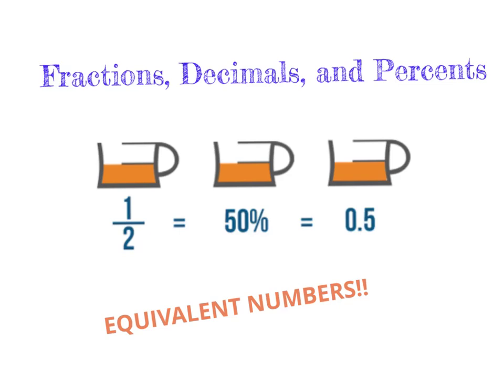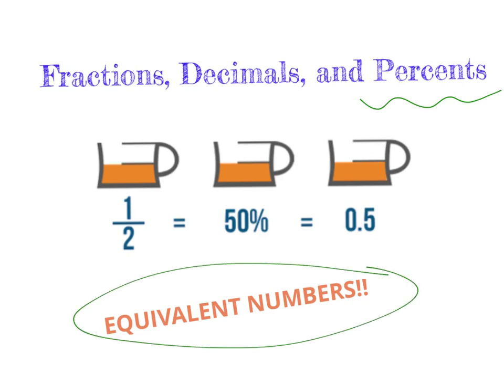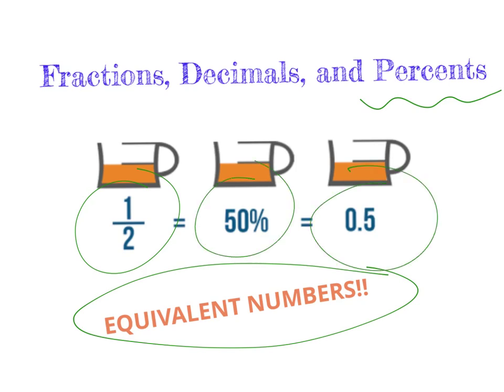Alright, today's lesson: fractions, decimals, and percents. We've been converting decimals to fractions and fractions to decimals. We're basically continuing the same concepts. I'm just adding percents. And the big idea is equivalent numbers, writing the same number in different forms. 1/2 is the same number as 50%, which is the same number as 0.5. They are all equivalent. They are all equal, but they're written in different forms.